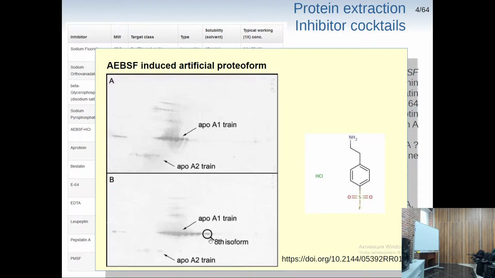inhibitor cocktail contents. Usually you get some paper stating what's inside this cocktail. And if you buy them, there are a lot of different cocktails on the EpiCam or Sigma Aldrich or whatever site you will be using. You can check what is inside this cocktail and choose the appropriate one.